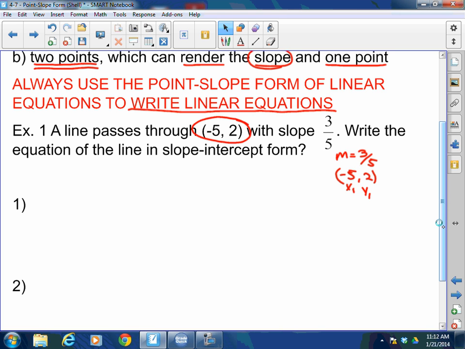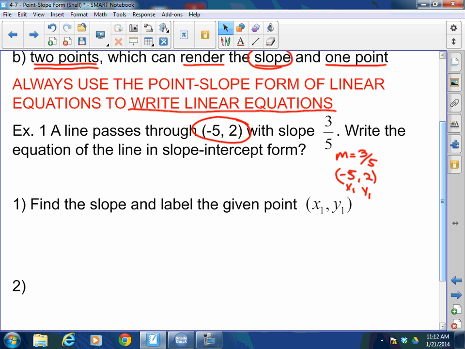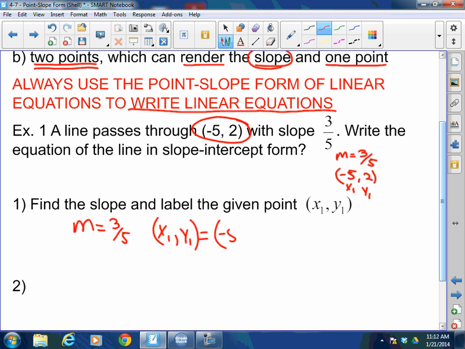Okay, so number 1. Find the slope and label the given point, x1, y1. So my slope, we already did that. That's 3/5. And my x1, comma y1, they gave us the point, is -5, comma 2.